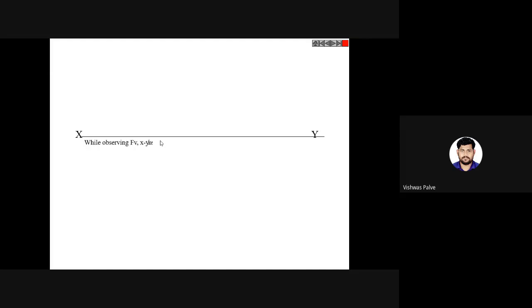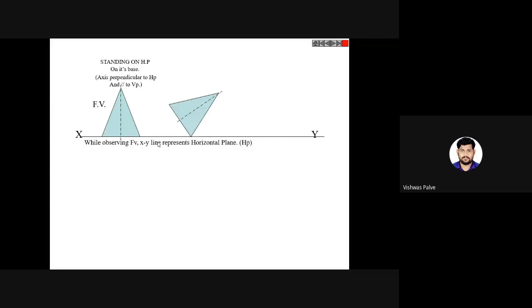So let us see how we are going to draw the object when it is resting on the horizontal plane. We can consider the object is standing on the horizontal plane on its base. It can be a triangular prism, it can be a cone, or it can be a pyramid, because unless and until we draw its top view, we will not know whether it is a cone or a pyramid. So the axis is perpendicular. These are the resting conditions.